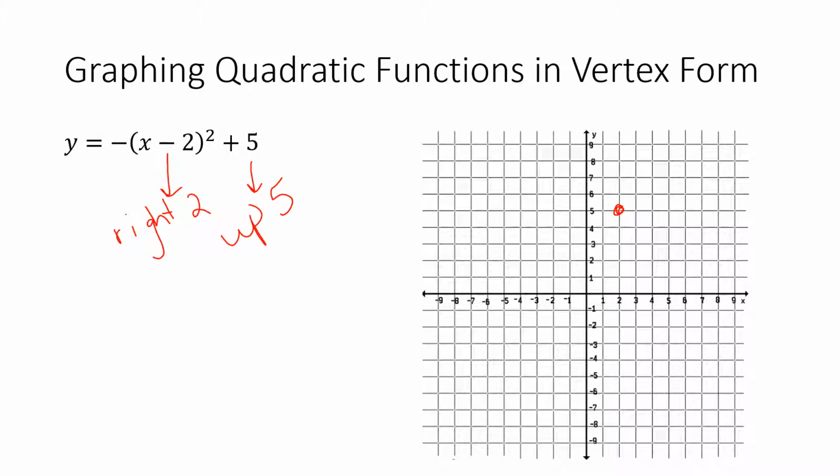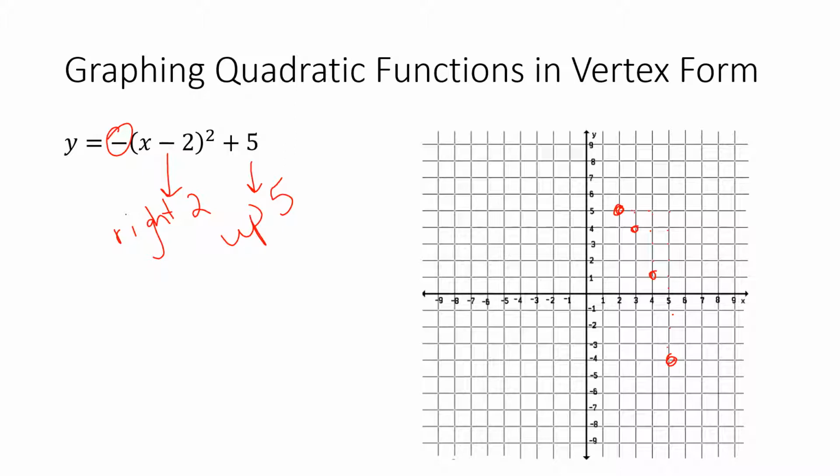Now the difference here is that negative sign out in the very front. Basically, we're going to have the exact same pattern, over 1, up 1, over 2, up 4, over 3, up 9, but because it's a negative, we're going to be going downward. So I'm going to go from my vertex, over 1, down 1, back to the vertex, over 2, down 4, back to the vertex, over 3, down 9, 1, 2, 3, 4, 5, 6, 7, 8, 9.